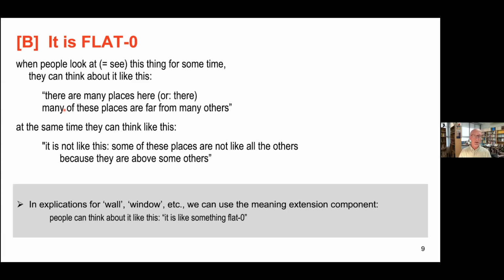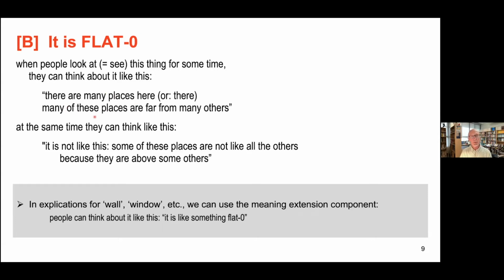So more or less the idea is that when you see something and it's open to you to think about it being flat, there's an impression of it being more or less spread out, that it's sort of wide. Many of the places are far from many others.